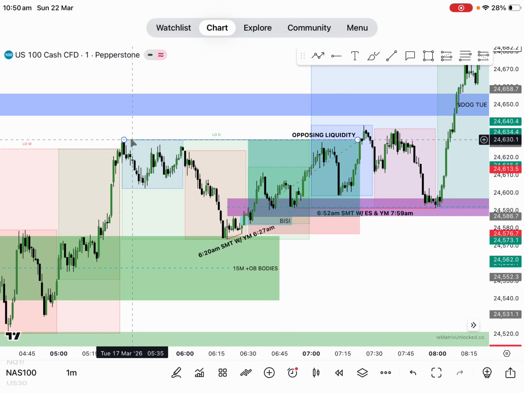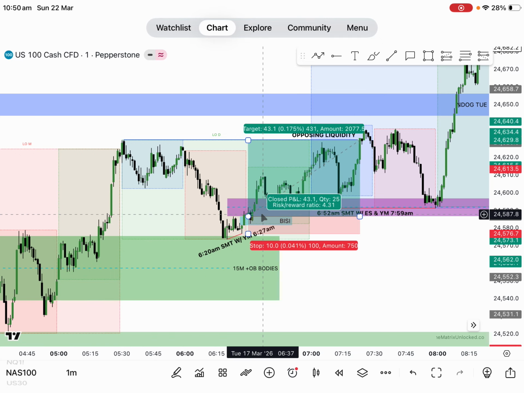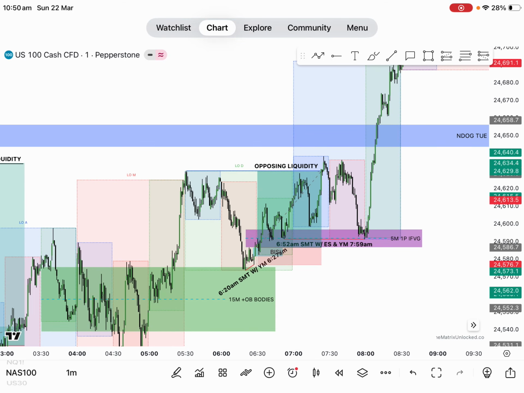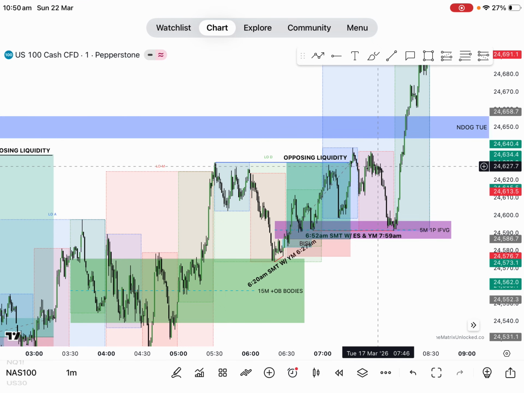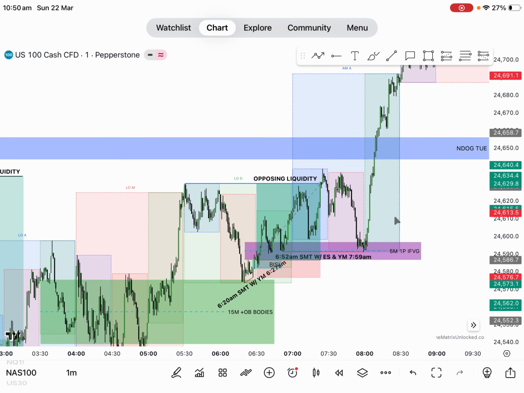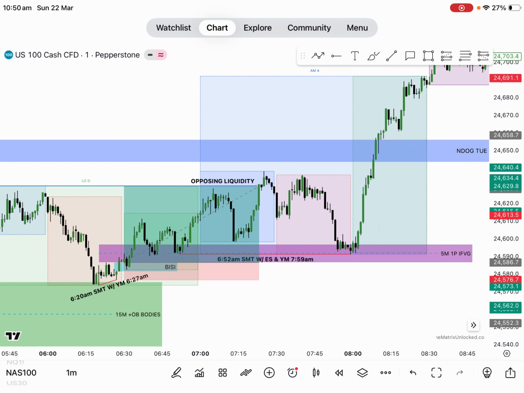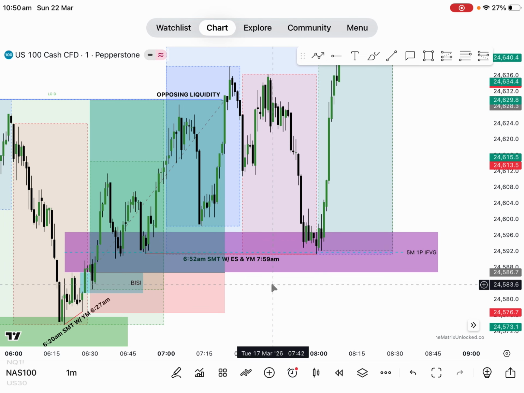Opposing liquidity is right here. You don't need to look further. This might be a less risk to reward, but it's still a trade. 4.31, guys. It's not even a small. Or you could have used this opposing liquidity here. Up to you. And then there came another SMT trade.